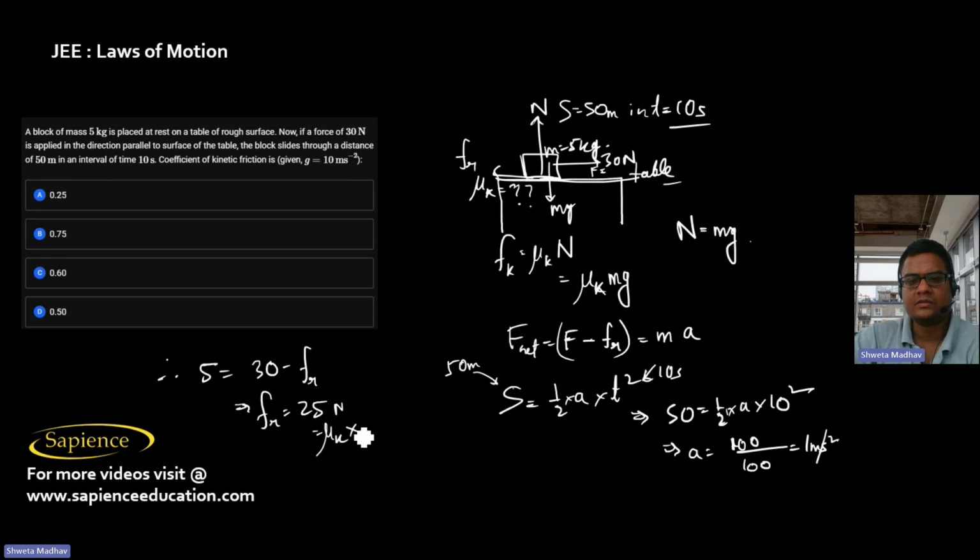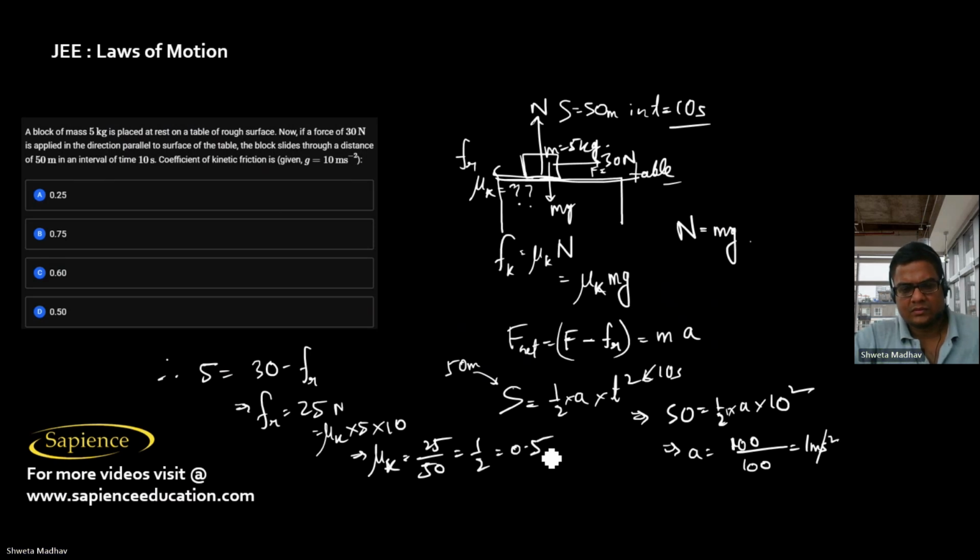M is 5 and g is 10. So therefore mu k will be equal to 25 by 50, that is equal to half, 1 by 2, that is 0.5. So 0.5 is the coefficient of kinetic friction. So option D is the correct answer.